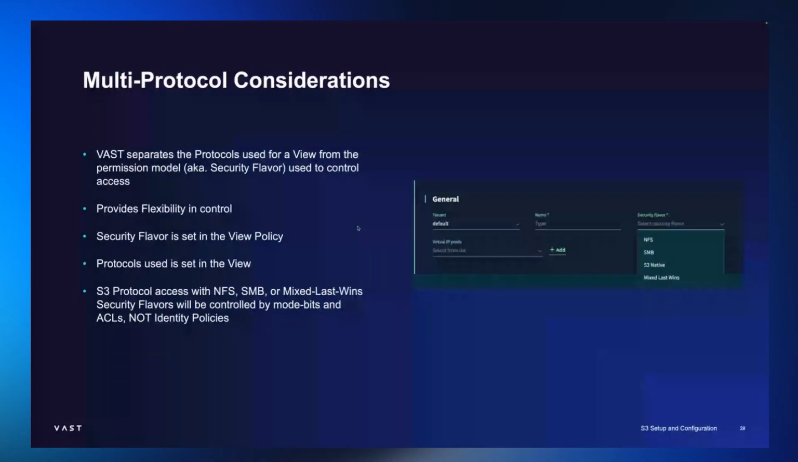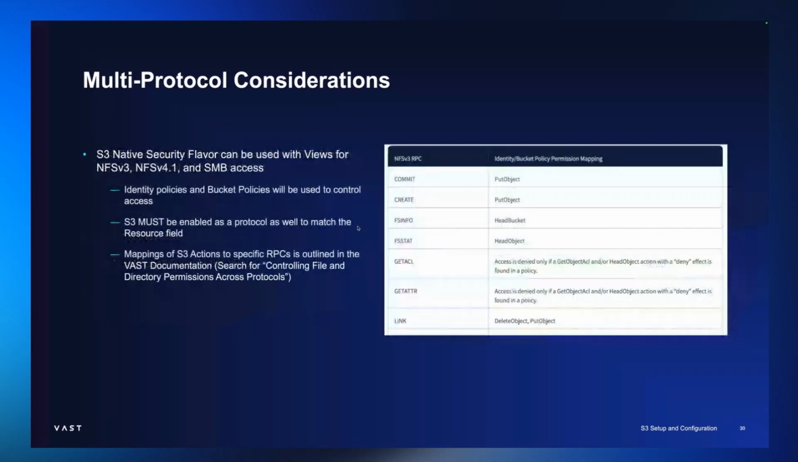What also is interesting here is that we can completely eschew the traditional POSIX mode bits or ACLs and use S3 identity policies or even S3 bucket policies to govern how we access things over NFS or over SMB. Now, when we're controlling access using identity policies and bucket policies, we need to be a little bit aware of how things map between those, what types of actions on the S3 side map to RPC calls or to SMB calls.